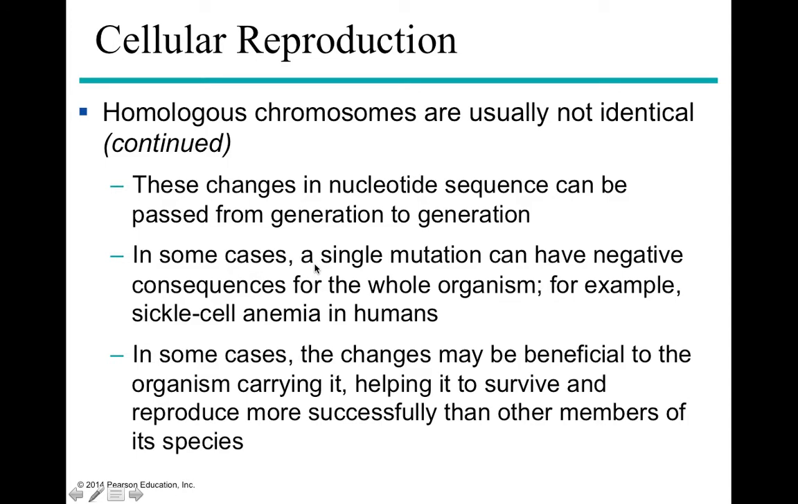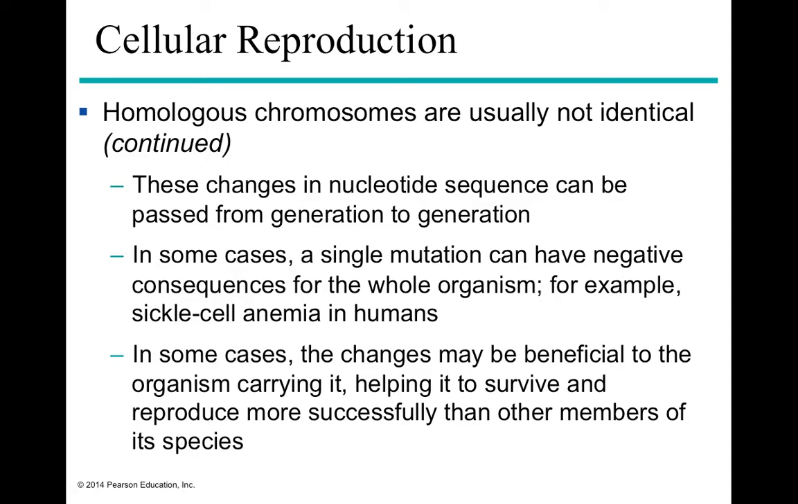something like sickle cell anemia, which is found in individuals with an African American background. That's going to mean that they're going to have difficulty carrying oxygen to their tissues because their blood cells actually have an oddly shaped sickle shape instead of being shaped kind of like a donut.